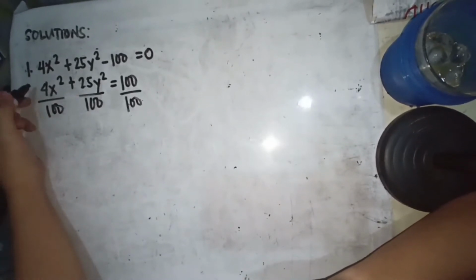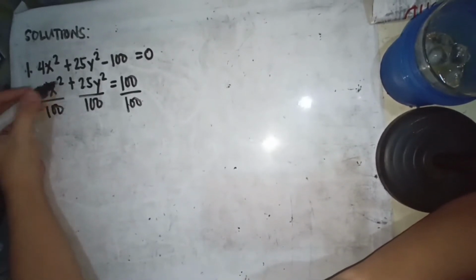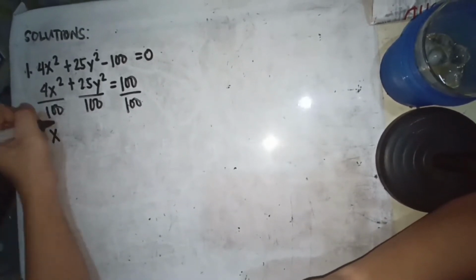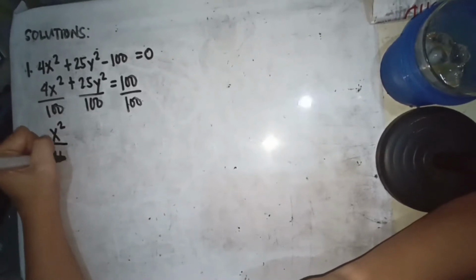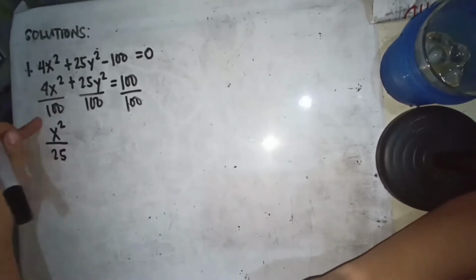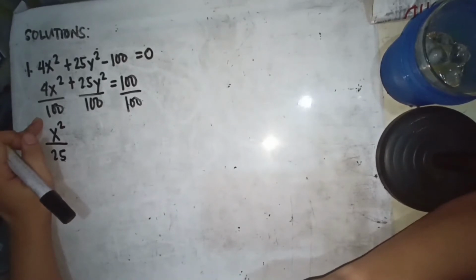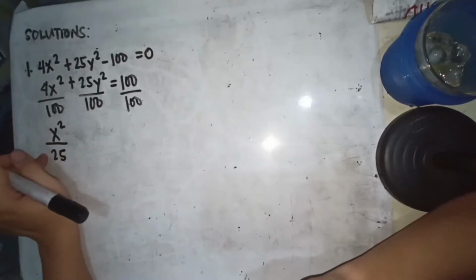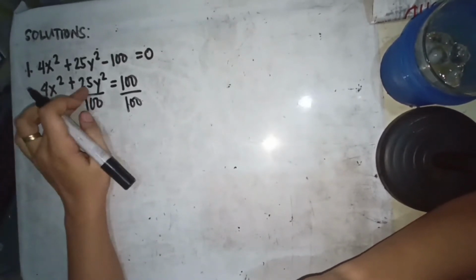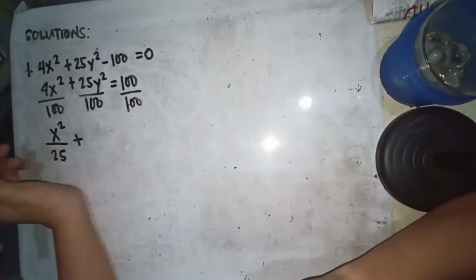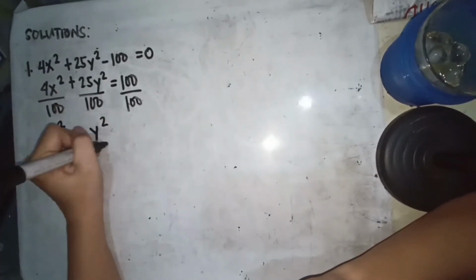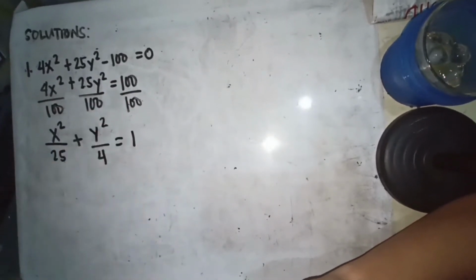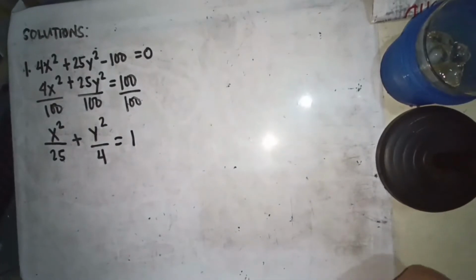Okay, so simplify. We have 4x squared divided by 100. The constant 4 divided by 100 will give us x squared all over 25, because 4 over 100 is 1 over 25. Right? So, 1 over 25 times x squared, that is x squared over 25. Plus, we have 25y squared divided by 100, that would be y squared over 4. This is equals to 100 divided by 100 is equal to 1. So, we now have the standard form of equation.